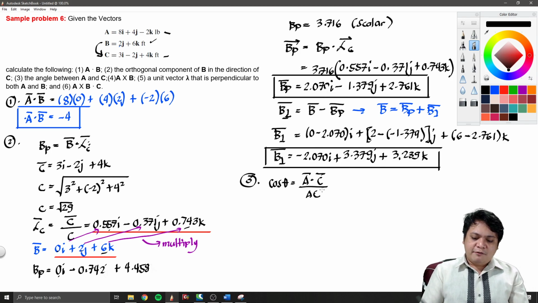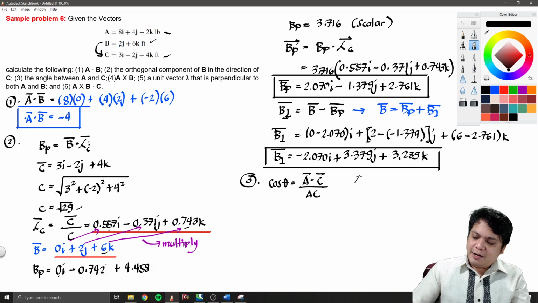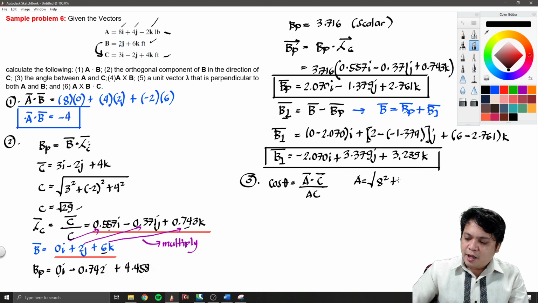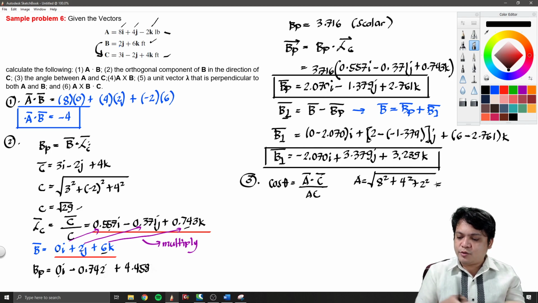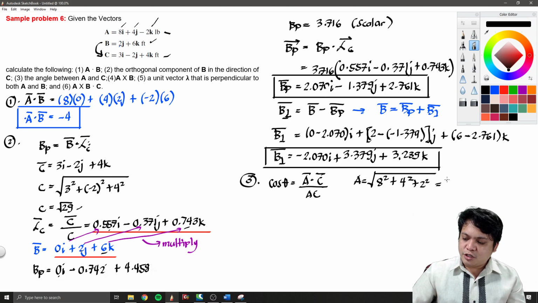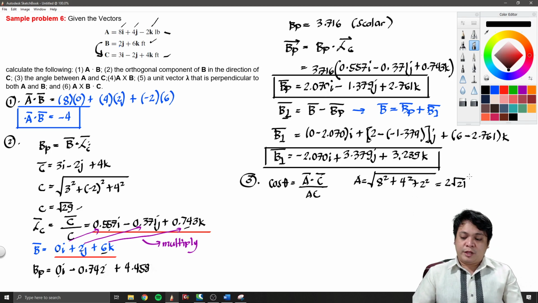Okay? So, meron na akong value ng C. Kunin na lang natin yung A. Okay? Yung value ng A natin, that is equal to the square root of 8 squared plus 4 squared plus negative 2 squared. Okay? So, you will be having here this one. So, square root of 8 squared plus 4 squared plus 2 squared. So, that is 2 square root of 21.